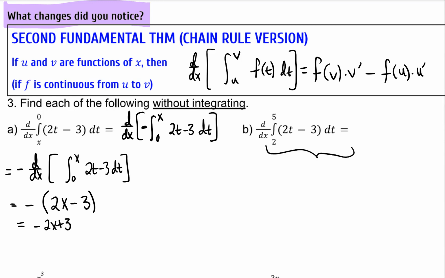For part B, notice that this is a definite integral with numbers as its lower and upper limits. That will give you a number answer, a constant. So if you were to derive that constant, whatever it is, your result should be 0.